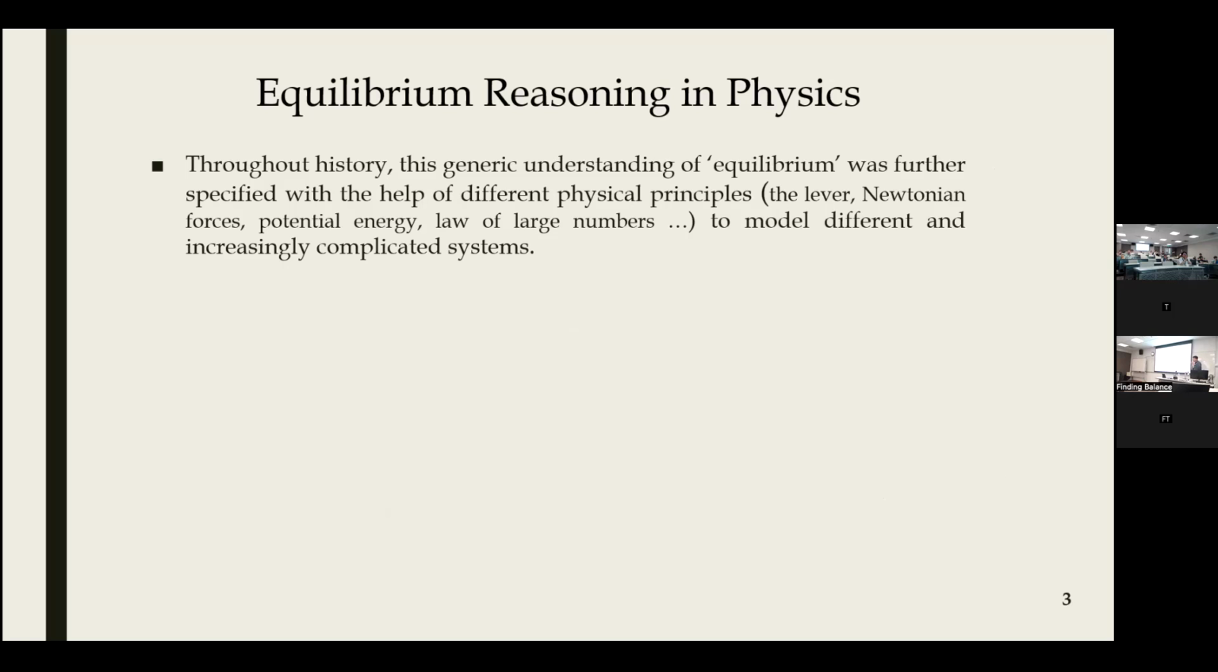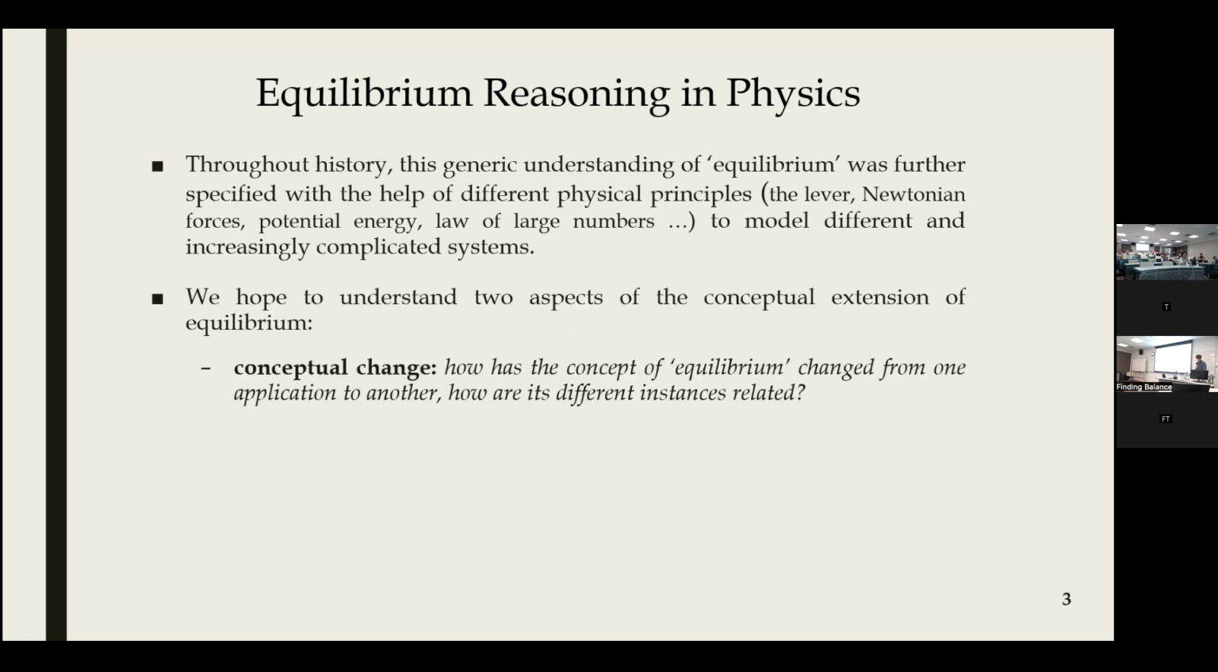So throughout the history of physics, this generic understanding of equilibrium that we all know and use all the time was then further specified with the help of different physical principles. Think of things like the lever, Newtonian forces, potential energy, the law of large numbers, etc., that make it applicable to different systems that over time get also increasingly complicated. And what we hope to understand, and to which I'm trying to contribute a little bit today, is two facets of that history and its philosophical significance.